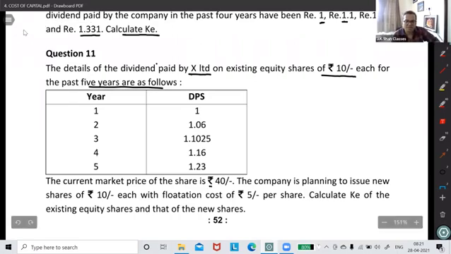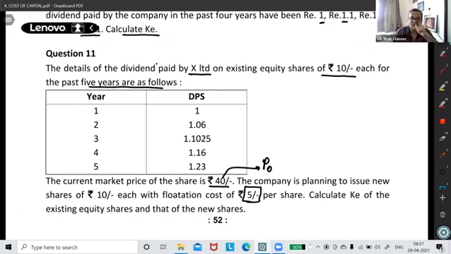So current market price is 40. What do we call this, guys? We call this P0. The company is planning to issue new shares of rupees 10, with a flotation cost of 5. Guys, listen. Existing shares have a market price of 40. Fine. But if new shares are issued, then there will be a flotation cost of 5.